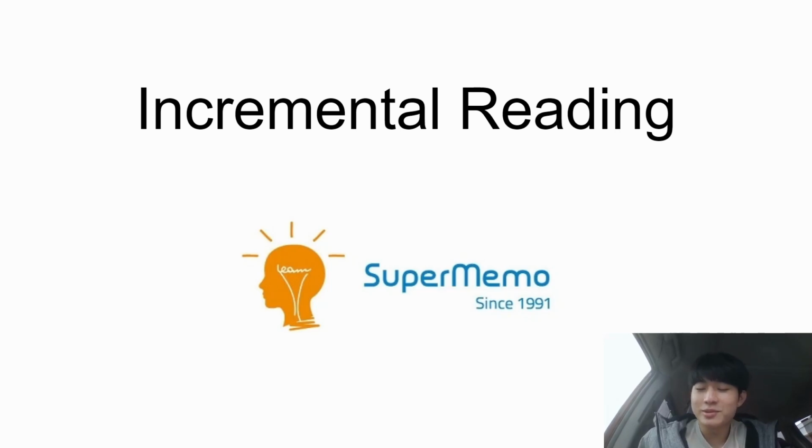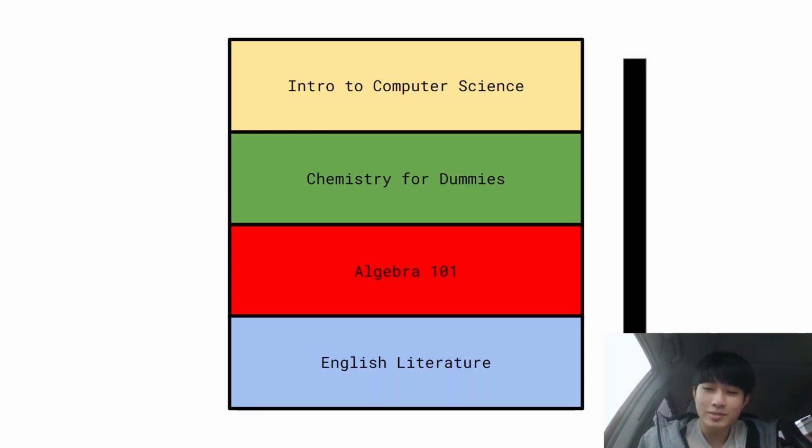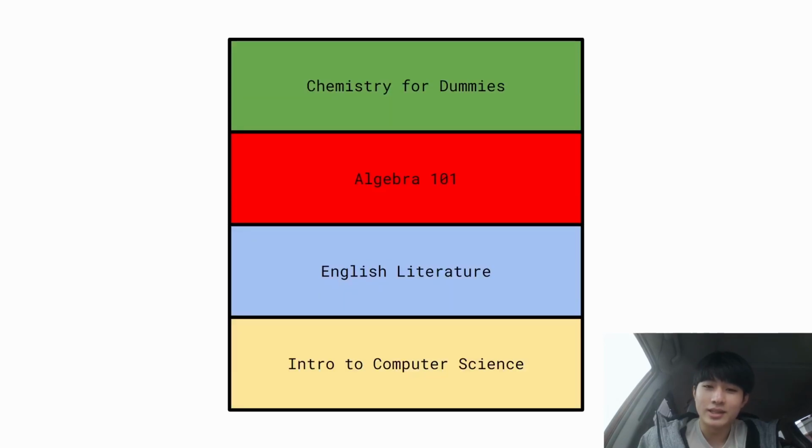The most rudimentary form of incremental reading will look something like this. Imagine you have a stack of textbooks where you start reading from the top and you have a paper out to take notes. So you begin by reading this Intro to Computer Science textbook, and then you read a couple pages and maybe you get bored. So you move that textbook to the bottom of the stack and continue on to the next one.